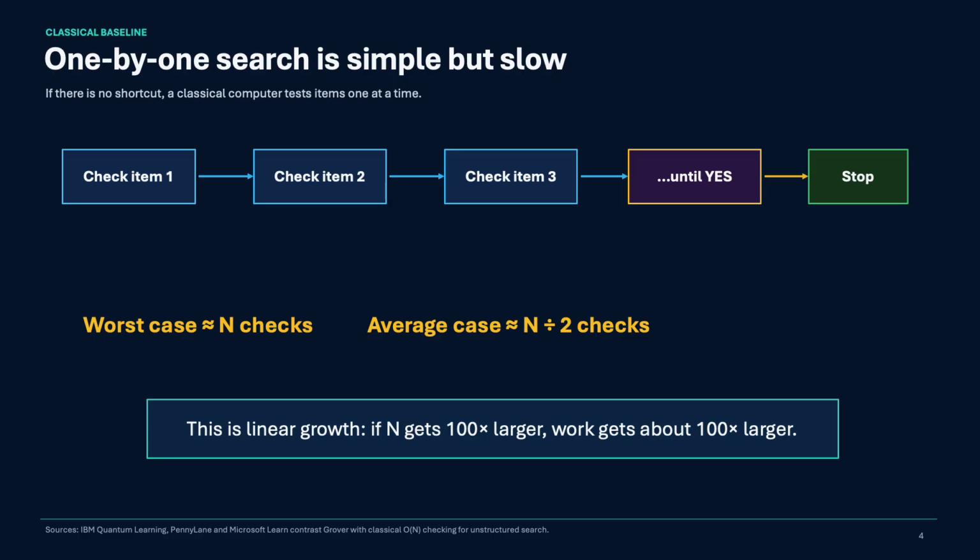There is nothing unintelligent about this method. In fact, sometimes it is exactly the correct classical strategy, but here is the problem. The work grows directly with the size of the search space. If the library becomes 10 times larger, we may perform roughly 10 times as much work. If it becomes 100 times larger, roughly 100 times as much. Maya looks down the endless hallway and realizes that simply becoming faster at opening doors may not be enough. She needs a different idea.